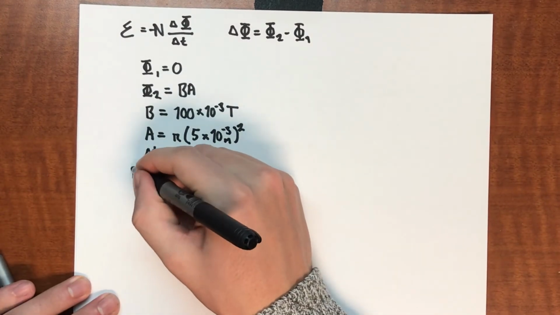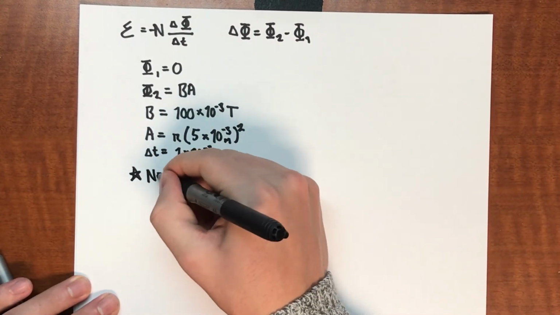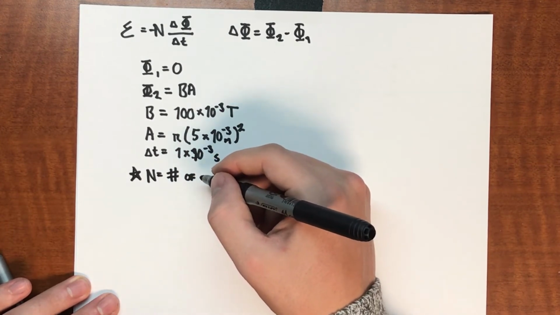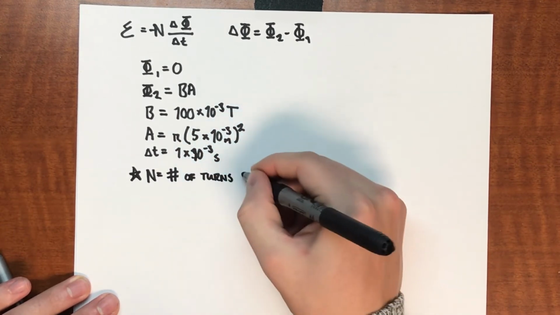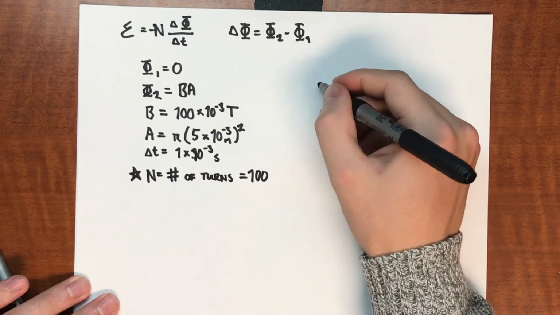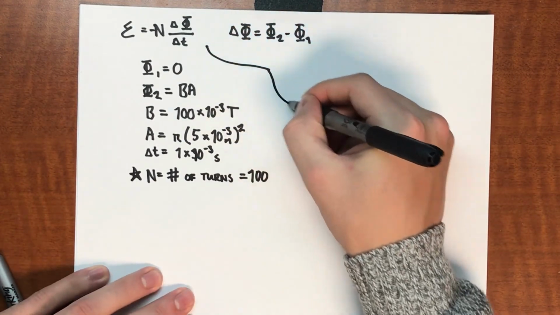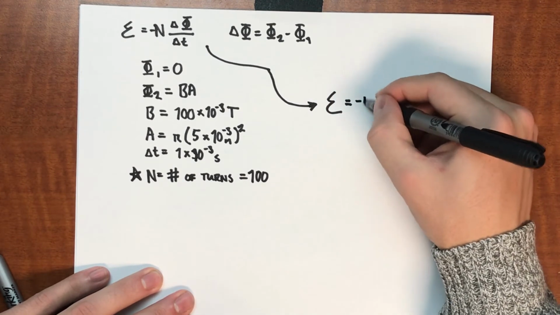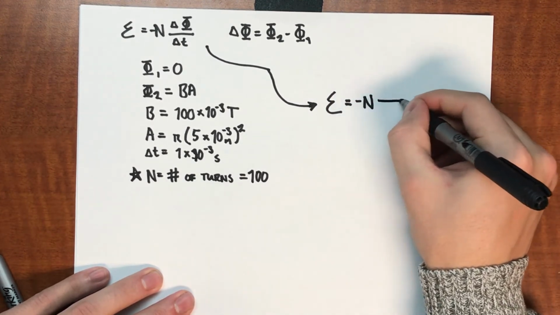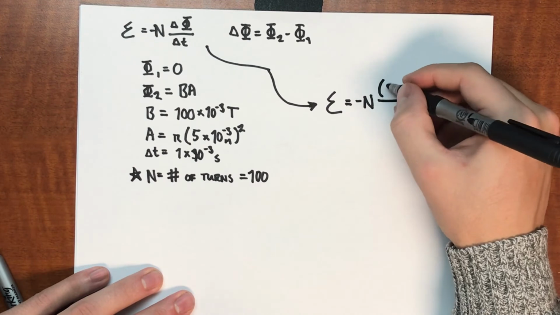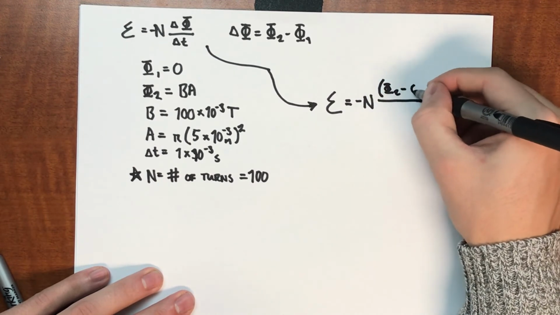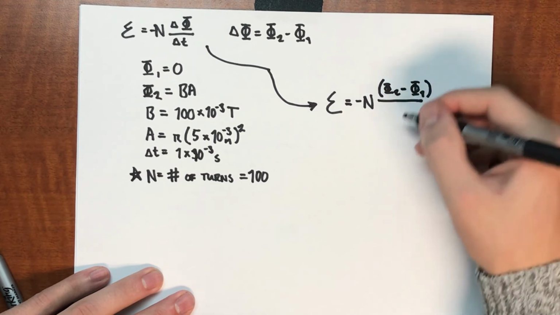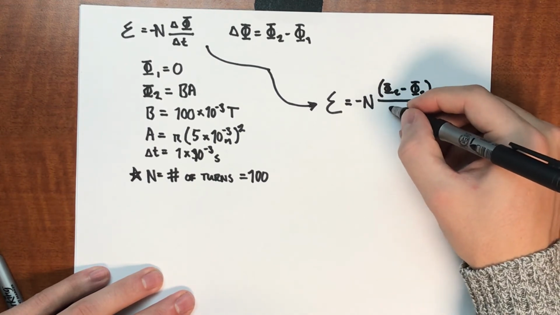So one of the things we didn't write down on the last page was what our N value was. If you remember, N is just the number of turns that we have in our coil. So that is going to be equal to 100 turns. Now let's take our equation and start substituting in everything so we can just plug our values in. So the EMF is going to be equal to the number of turns times flux 2 minus flux 1, all that divided by the change in time.